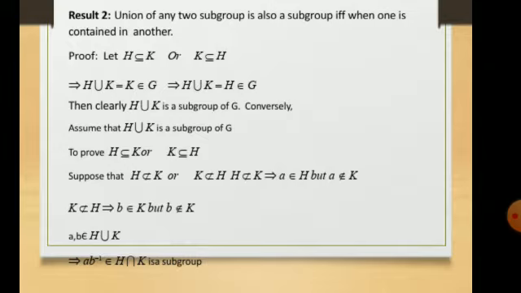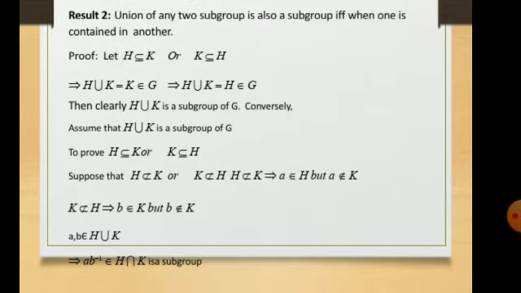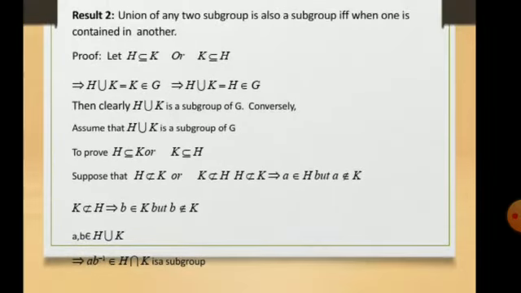Now let us prove the converse part. Assume that H union K is a subgroup of G. We have to prove H is contained in K or K is contained in H. Suppose that H is not contained in K. Then a belongs to H but a does not belong to K. Otherwise, if K is not contained in H, then b belongs to K but b does not belong to H. a, b belong to H union K.